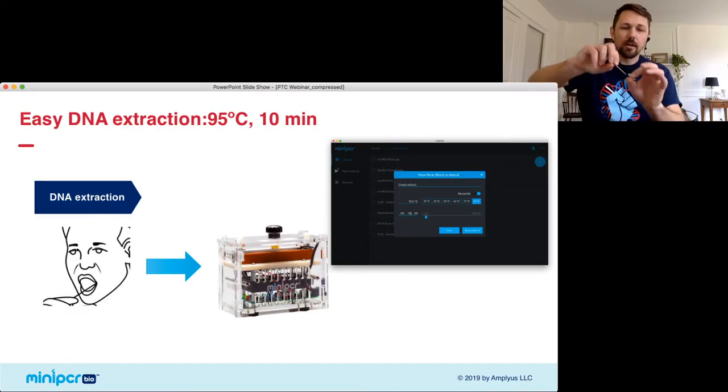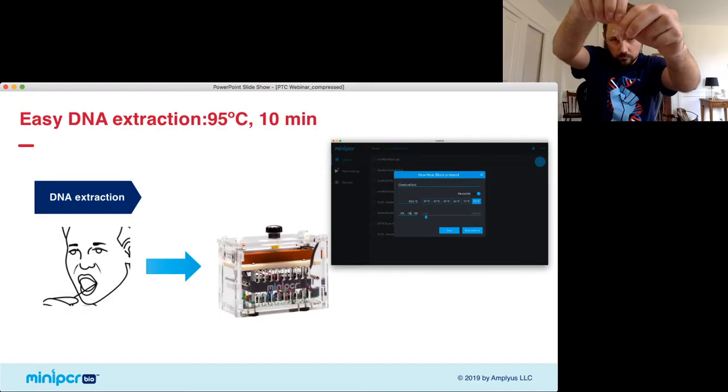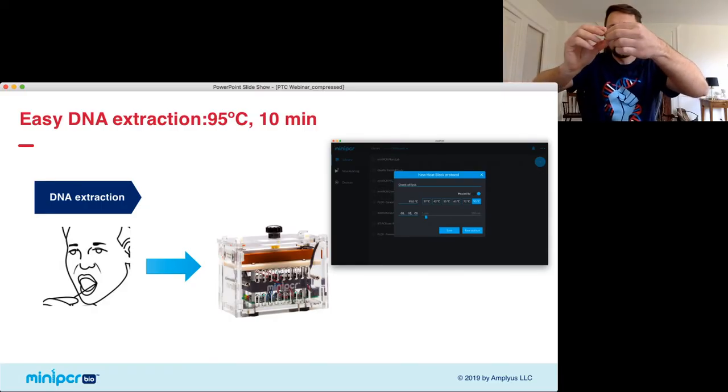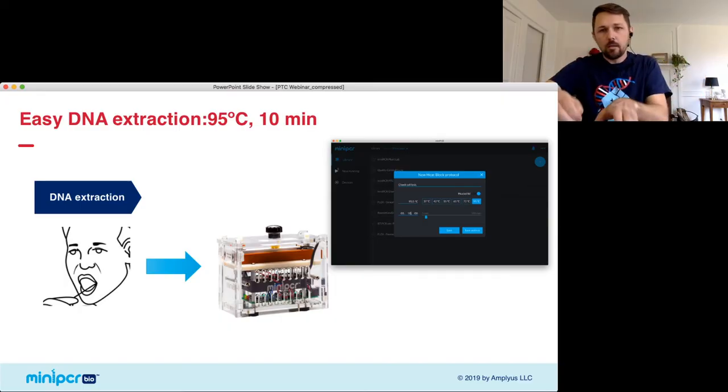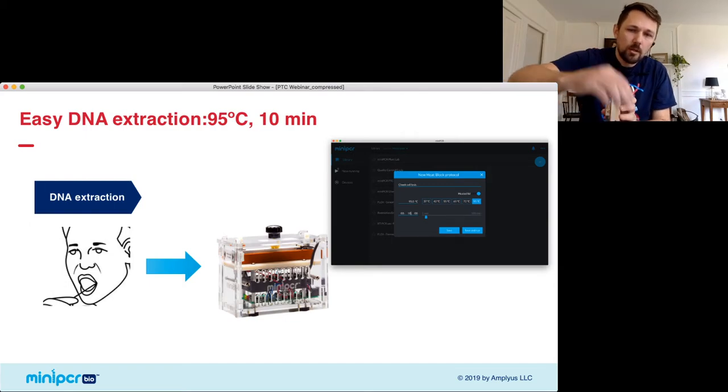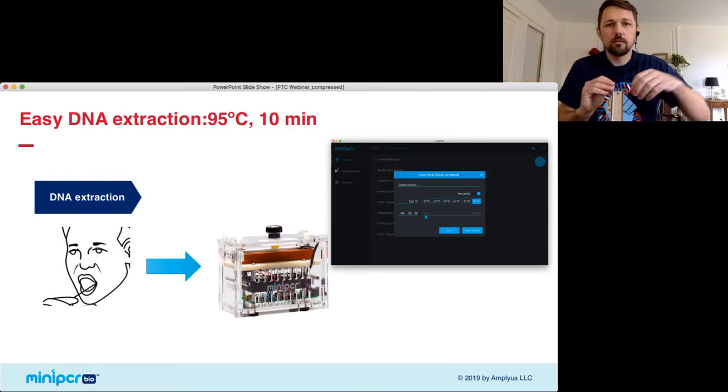There we go. And then I just twirl it and go away. And then we're just going to do a real easy DNA extraction. Oh, I have a tube in there. Whoops. I'm going to use right here.